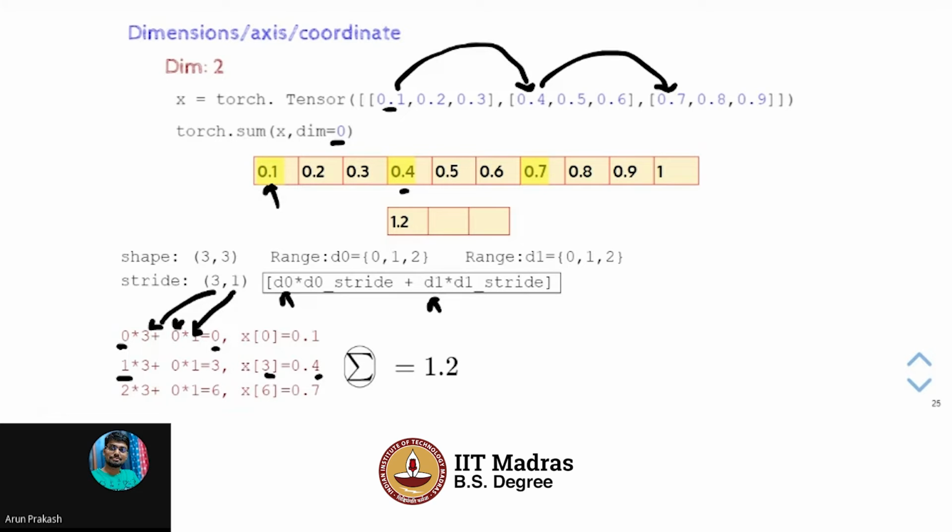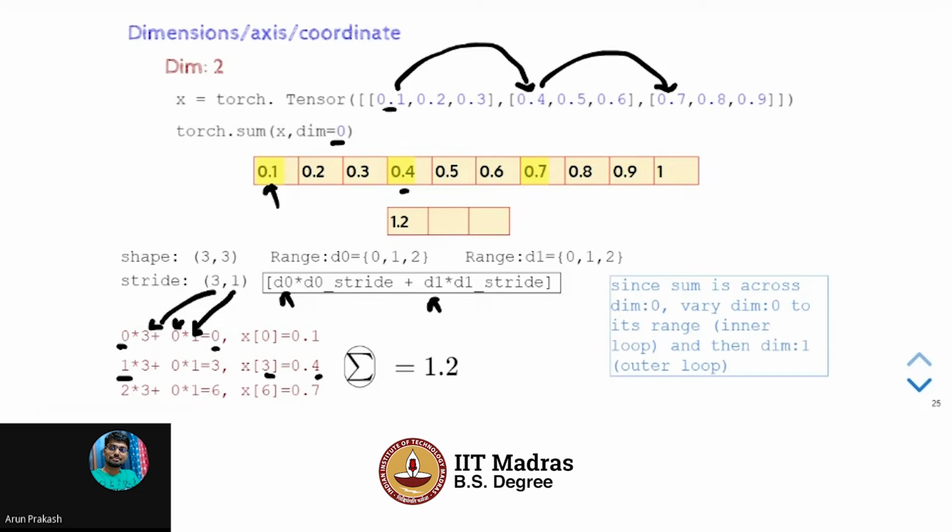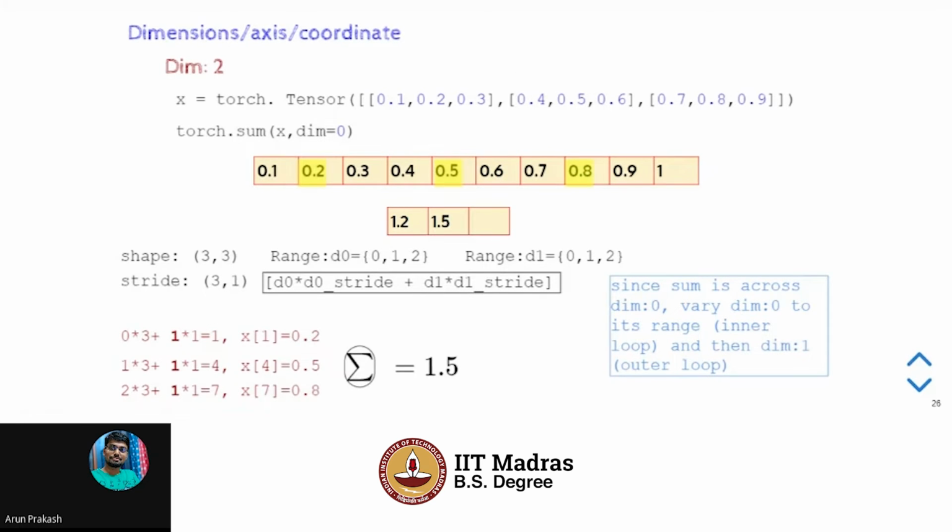Similarly, I change the D1 value, because I have run out of D0 range, so I have to change D1. If you change D1, the index changes. Once again, it is a sum across the column. Now it is the first column. Then you change D1 to 2, and it is the sum across the second column: 0.3, 0.6, and 0.9.